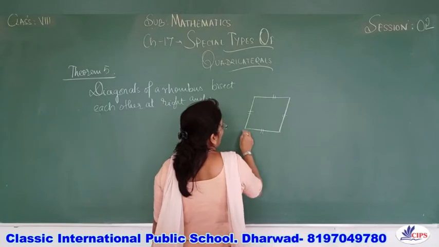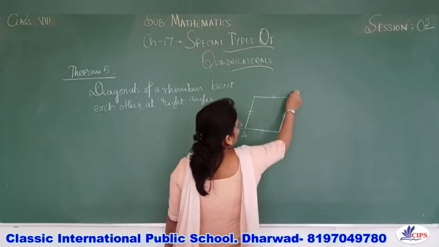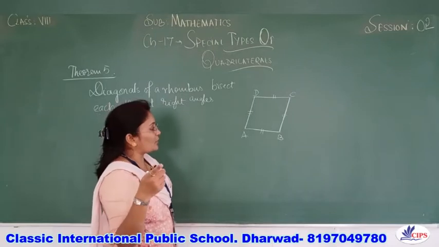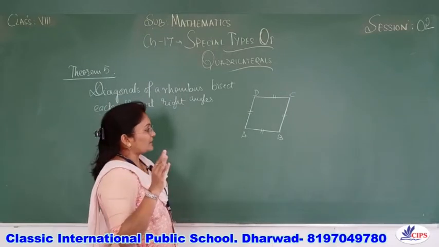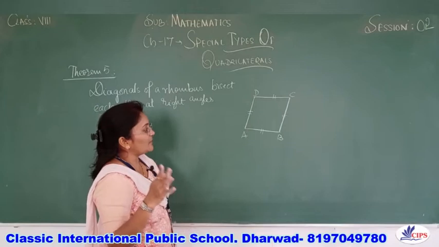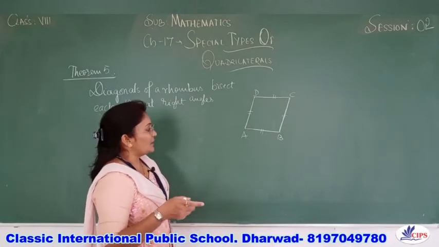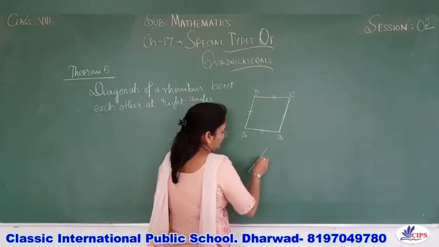Now what does this mean? So here I will name it as ABCD. So what does it mean? I have drawn two lines on all the sides, isn't it? So it means that AB is equal to BC and BC is equal to CD and CD is equal to AD. So all the sides are equal here, or you can draw a rhombus like this.